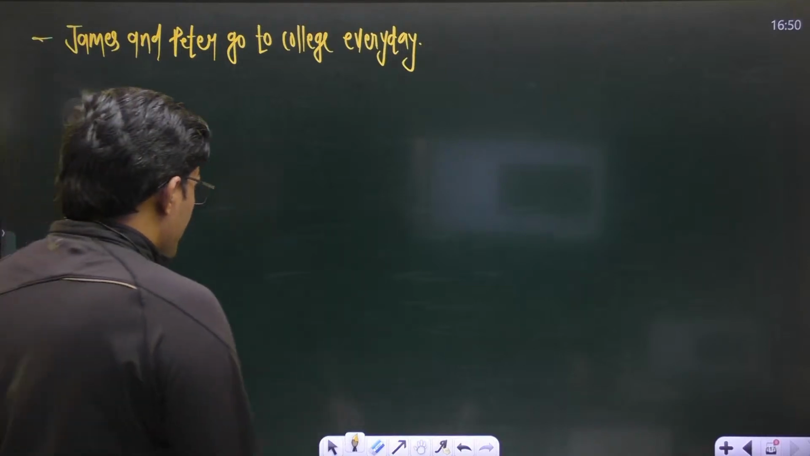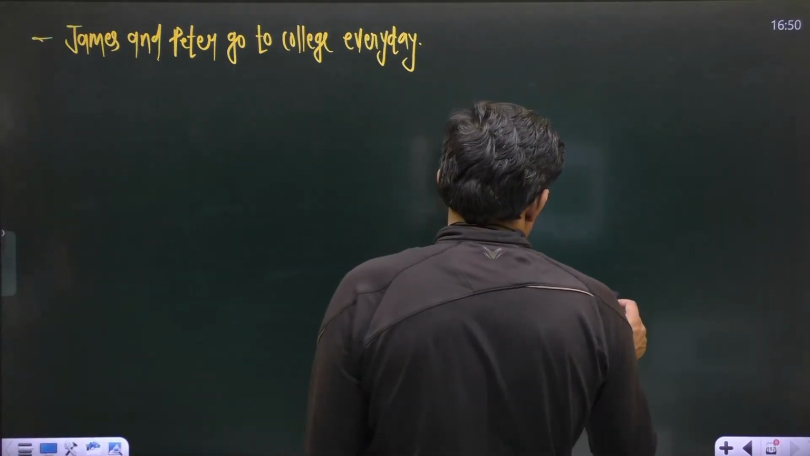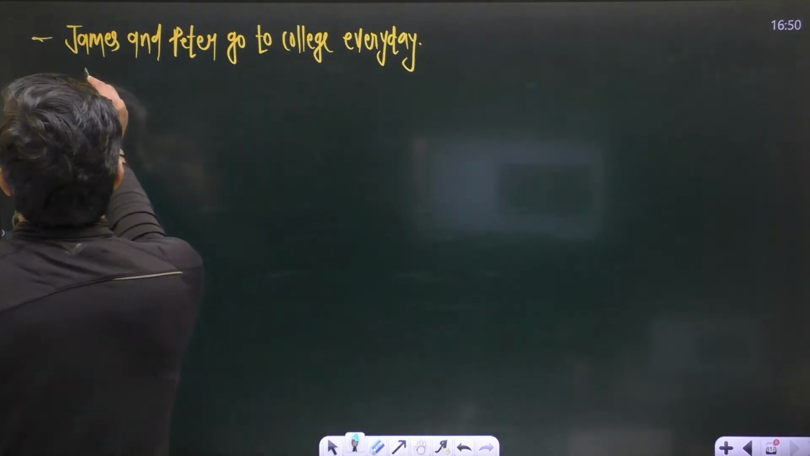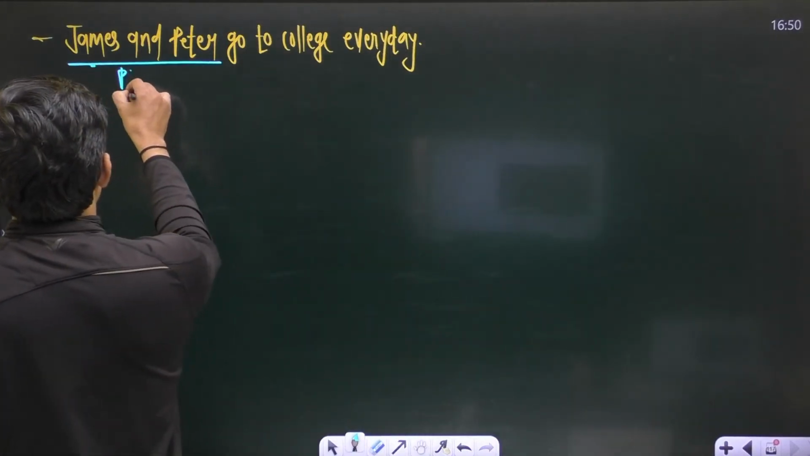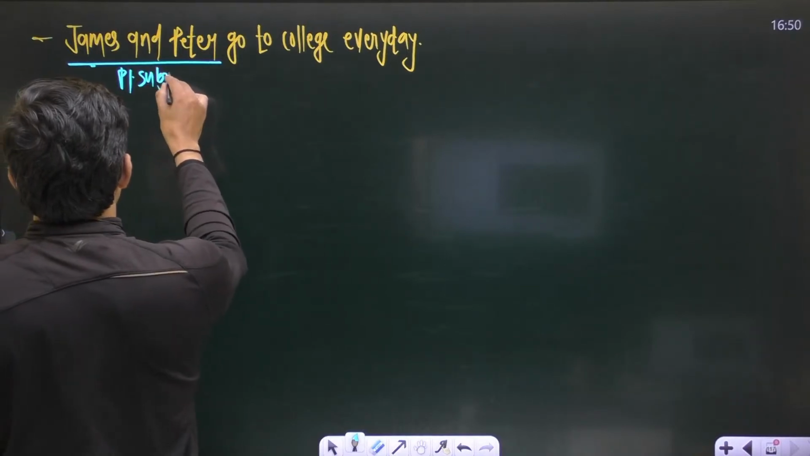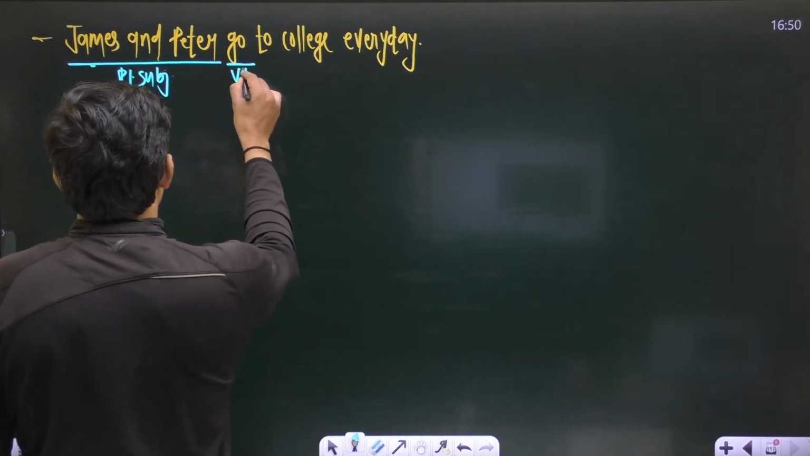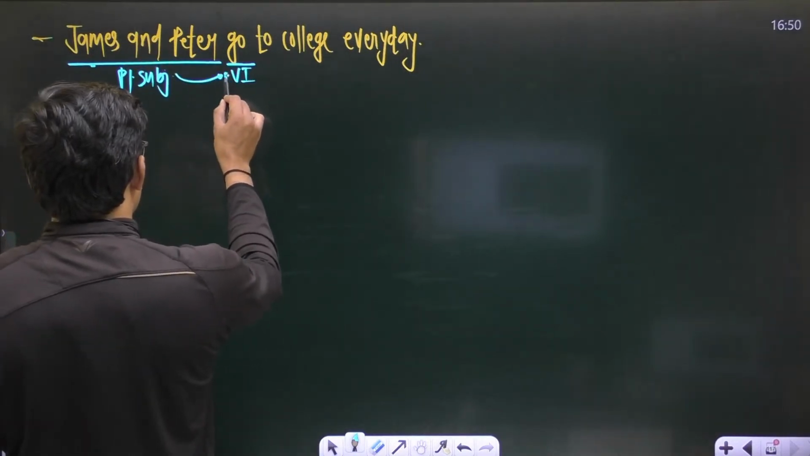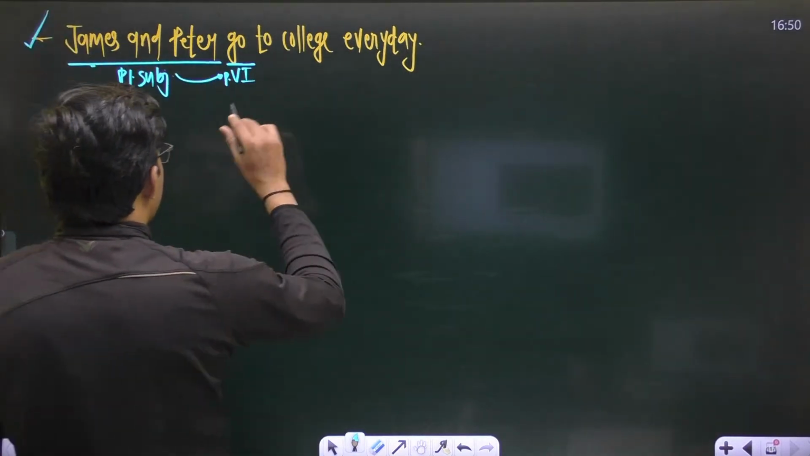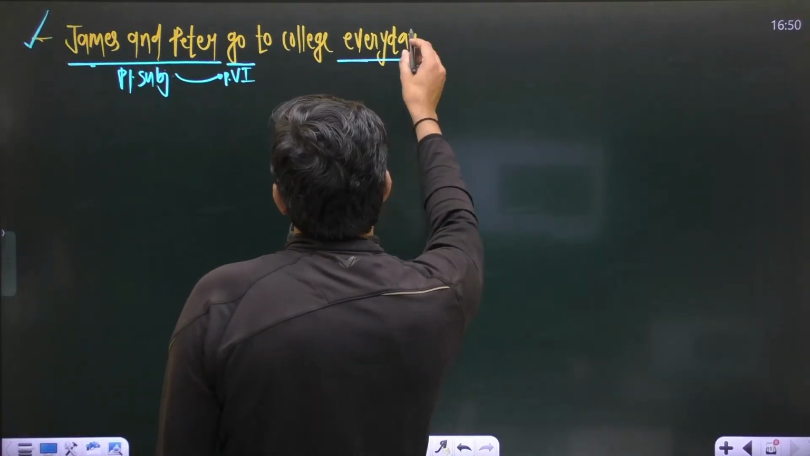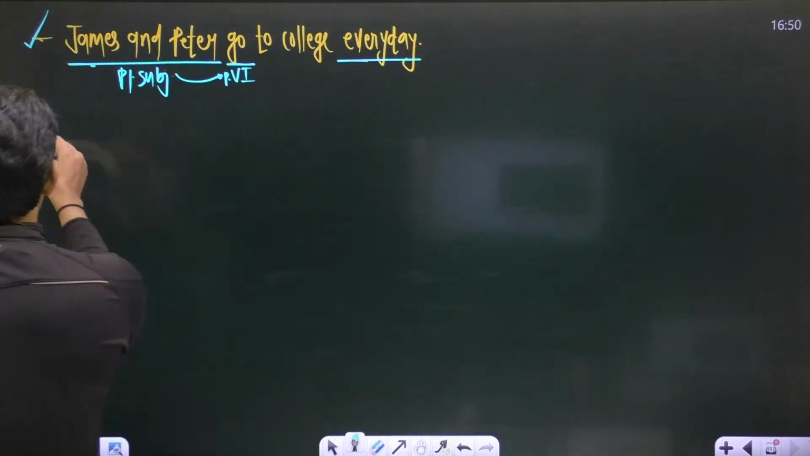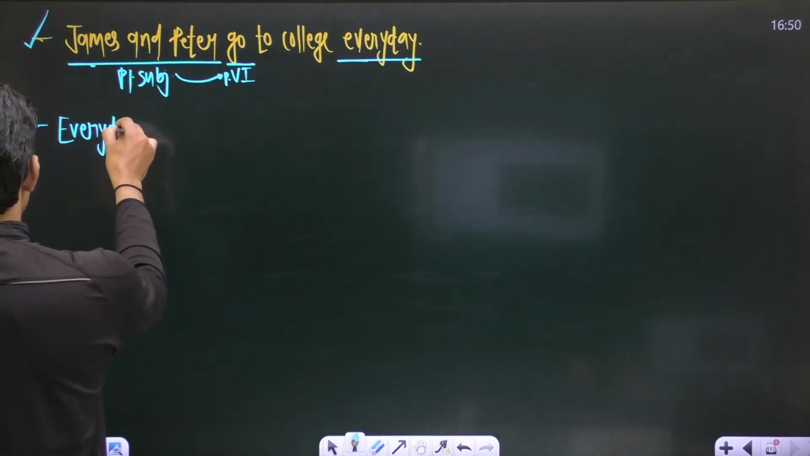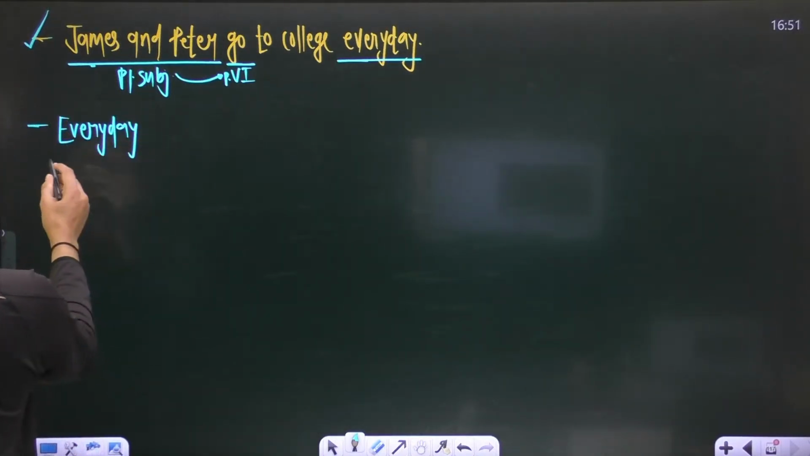Okay, we know it very well. In this sentence we have a plural subject, right? Peter and James. And in present indefinite, if the sentence is simple, we use a plural verb. This go is a plural verb, right? But we have a word everyday in this sentence, and make sure that when you use this word everyday, you don't use any space between every and day, right?